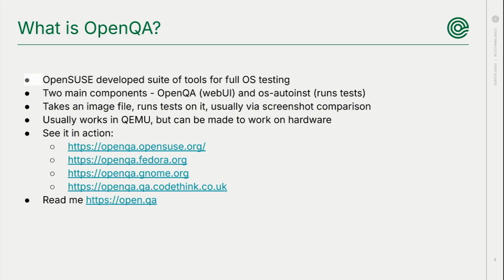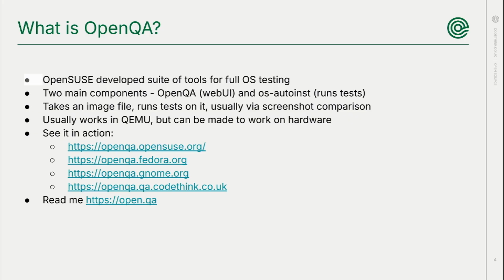There are two components to this. openQA is actually the web UI for this, and OS Auto Install is the thing that actually runs the tests. As I said, it takes an image file, and the major way of doing these tests is to actually do a screenshot comparison. So when you run the tests, it will look at a screenshot that it expects and then compare it against the one that you actually see.